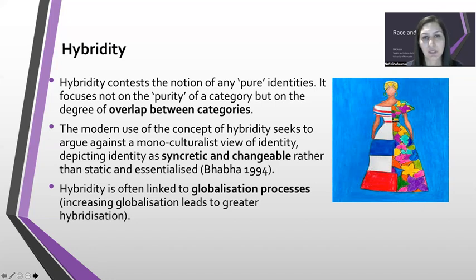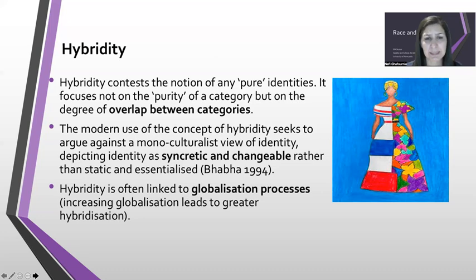The modern use of the concept of hybridity seeks to argue against the monoculturalist view of identity. So identity is changeable rather than static. This is essentially the same thing that Bhabha said. Our identity is changeable, and our culture is changing. It's affected by other cultures, as we talk about second or third generation immigrants, or even people who are born in a country. Their culture keeps changing through interaction with other cultures as well.